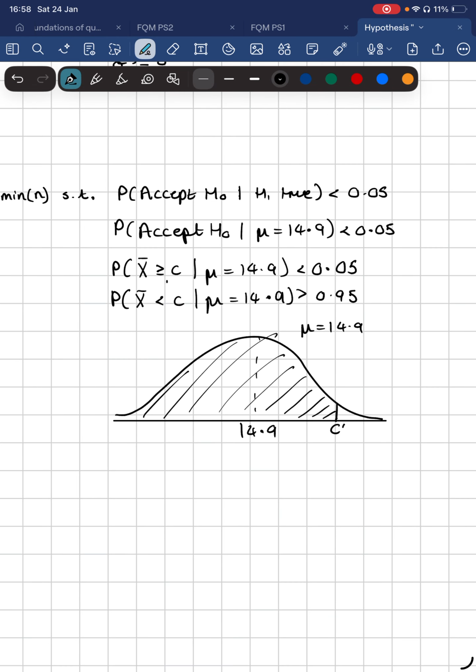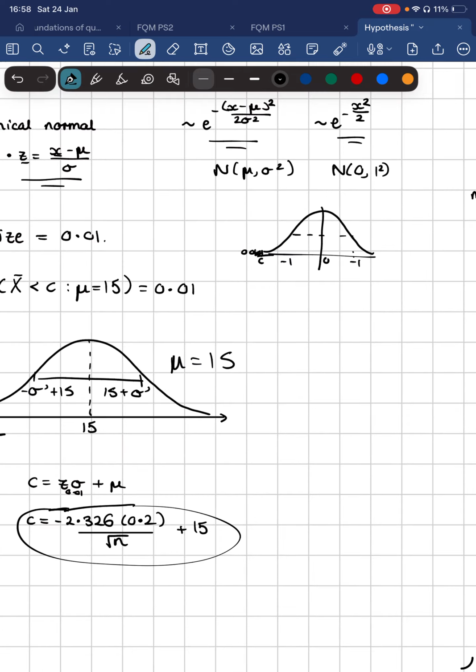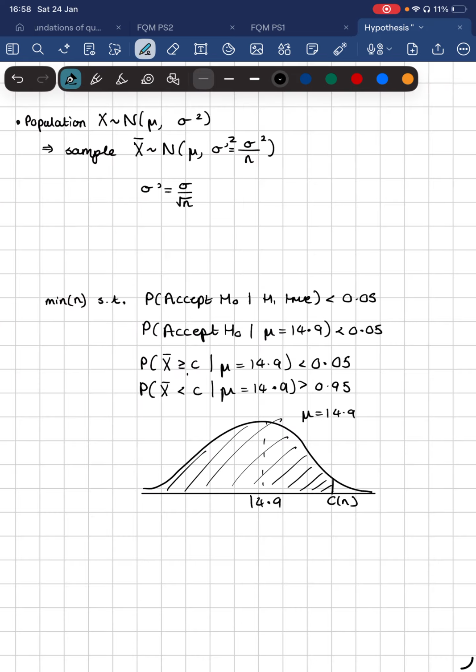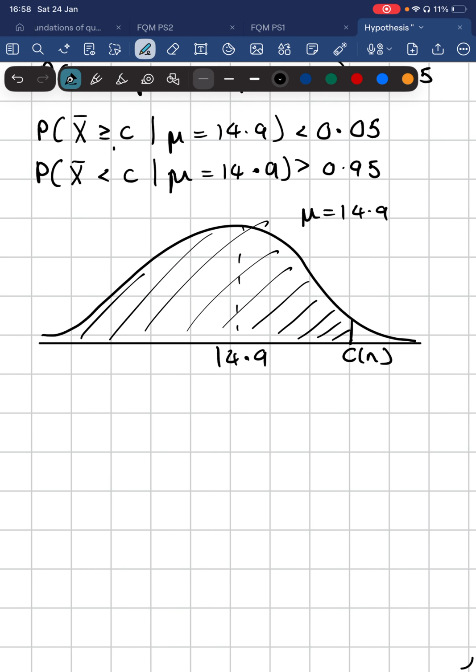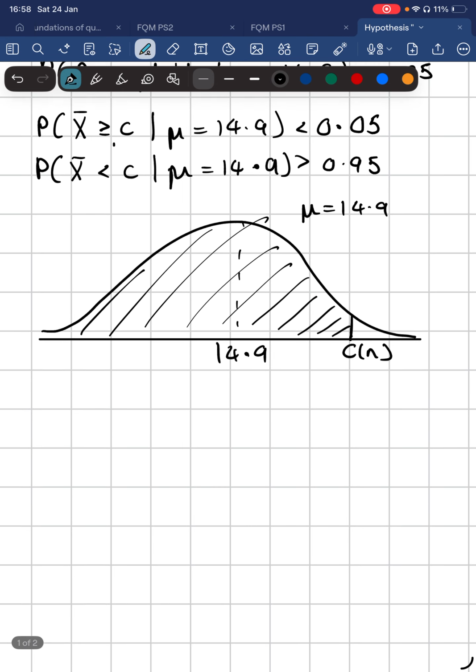And C we know is a function of n when we first wrote it down over here. And then we can solve this for n. So specifically, how are we going to go about finding this thing? Well, again, because we've got functions of n, we can't just type things into a calculator. We're going to have to go back and solve this thing in terms of the canonical normal distribution.